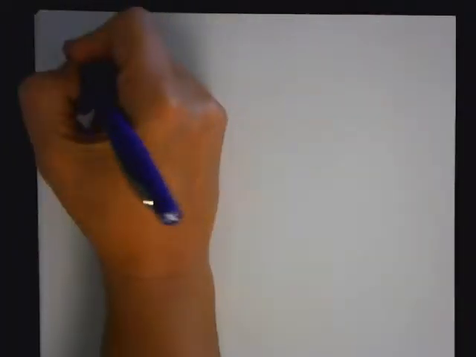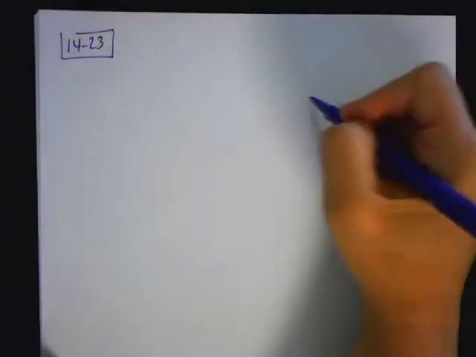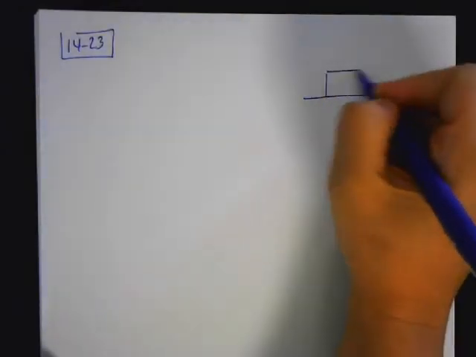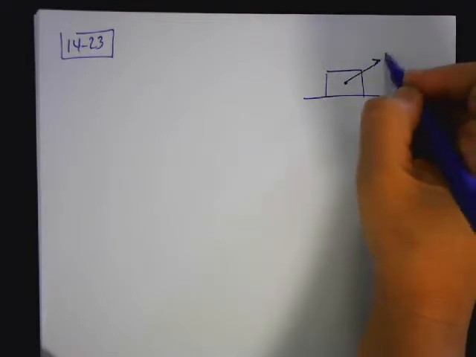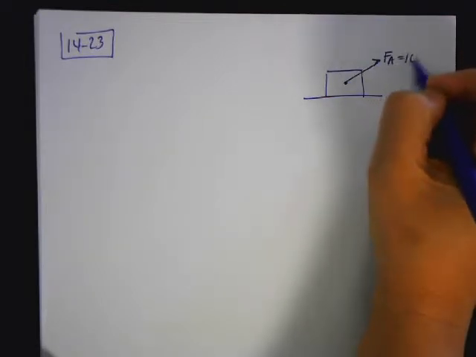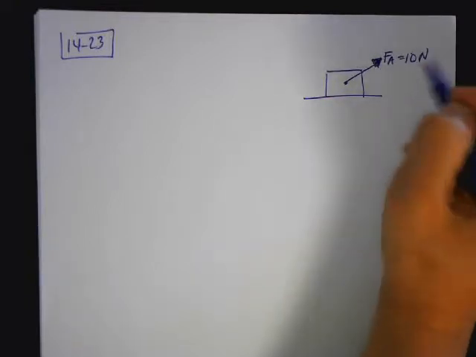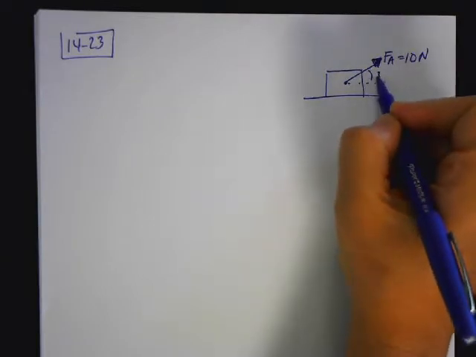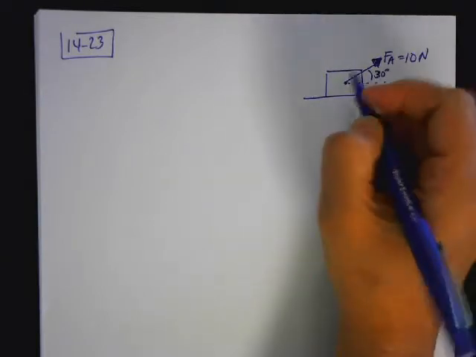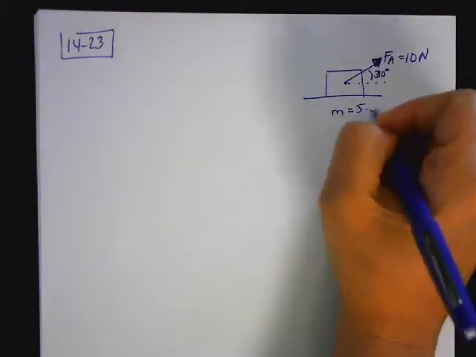All right, 1423. So first I'm going to draw my picture. So here's my picture, and I have a box. It's being pulled with a force. So a push or a pull is an applied force. And remember, the direction of the force vector is important. And this is acting at an angle of 30 degrees. And the mass is equal to 5 kilograms.